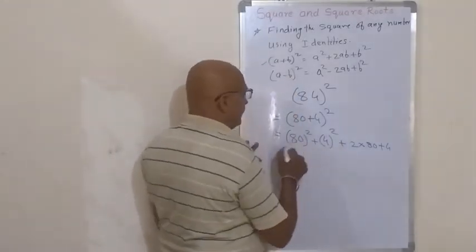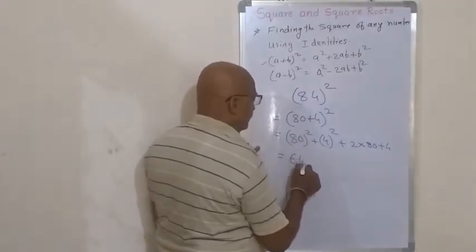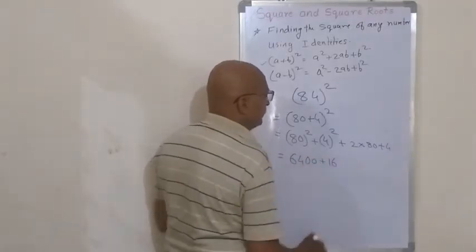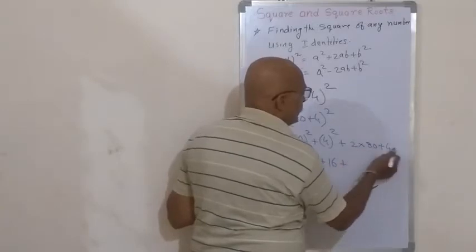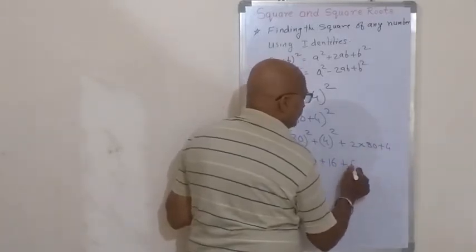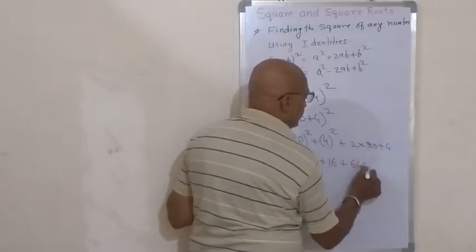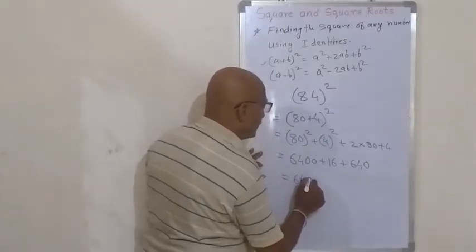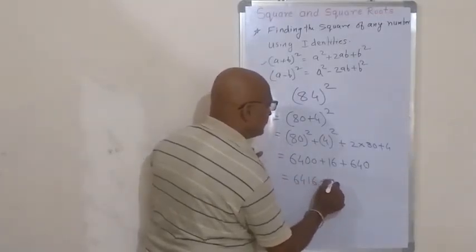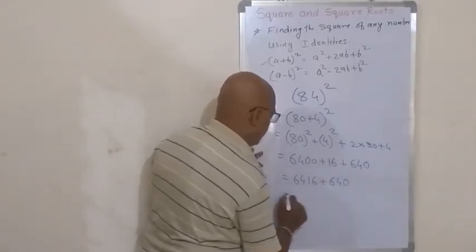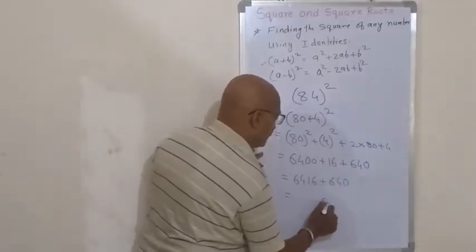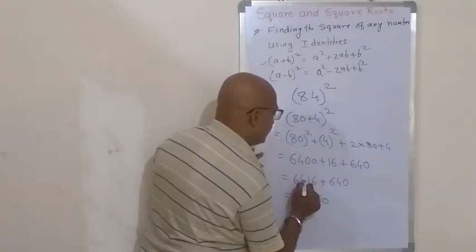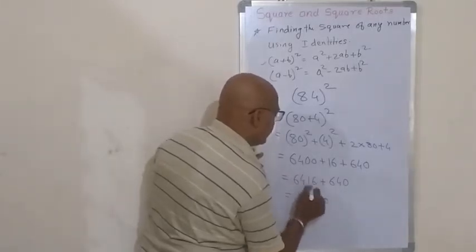Now what we get? 80 square, just write 8 square is 64 and 2 zeros in front of that, plus 4 square is 16 plus 4 2s are 8, 8 8s are 64 and 1 0. So what we get? 6416 plus 640. Add this. 6 plus 0 is 0. 1 plus 4 is 5. Then 6 plus 4 is 0 again.